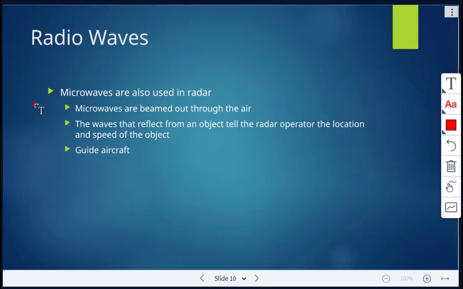Okay, so microwaves can also be used in radar. The microwaves are beamed out through the air. The waves that reflect from an object tell the radar operator the location and speed of the object. So this mechanism can also be used to guide aircraft, but also used like police officers would be using them for speed.